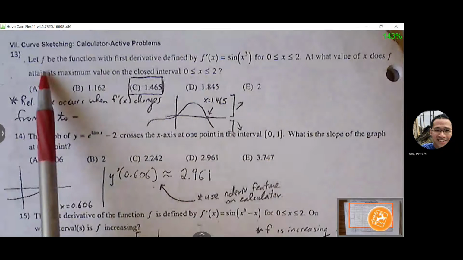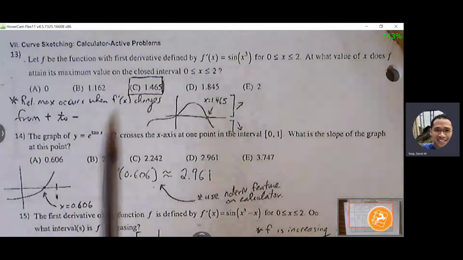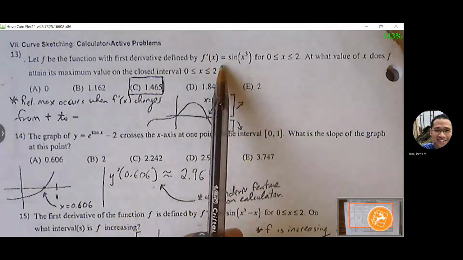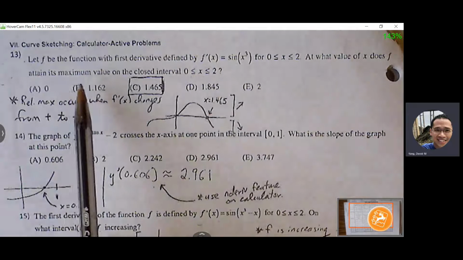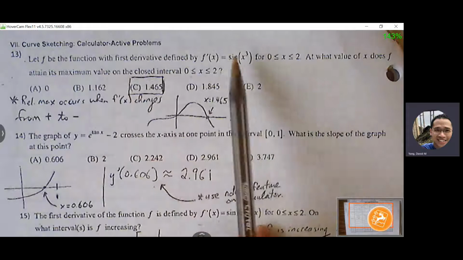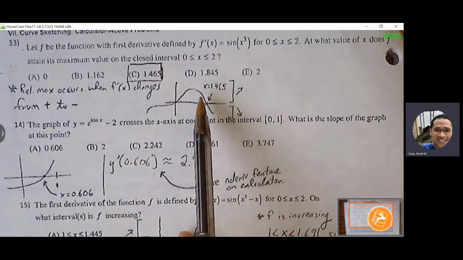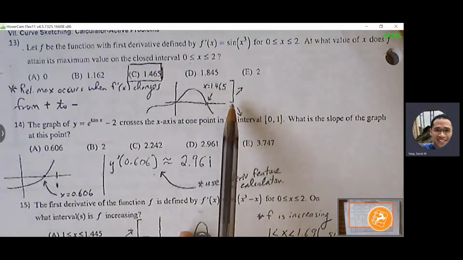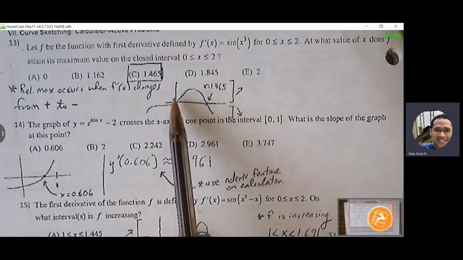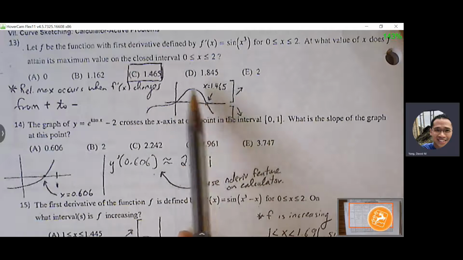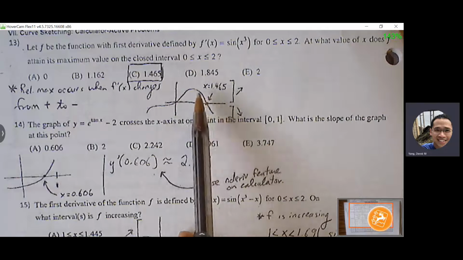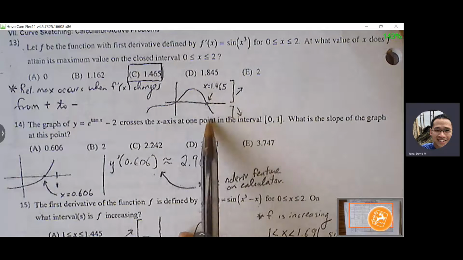Okay, it says let f be the function with the first derivative given as f prime. At what value of x does the graph attain maximum value? So if we think about a derivative graph, the maximum value is going to occur when my slope changes from positive to negative. So on a derivative graph, it's going to be the x-intercept where the graph crosses from a positive region to a negative region.